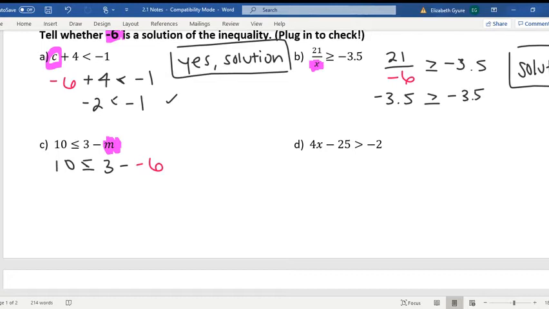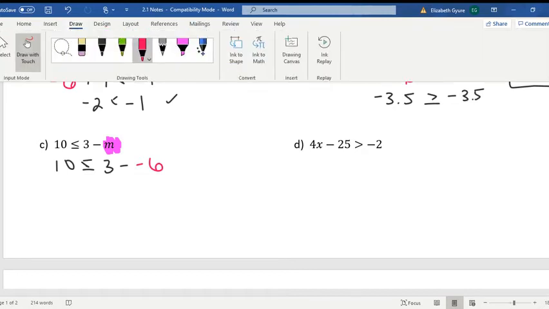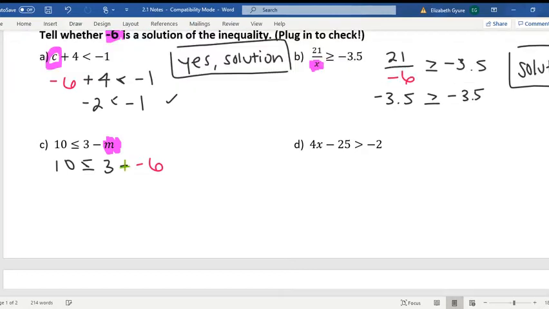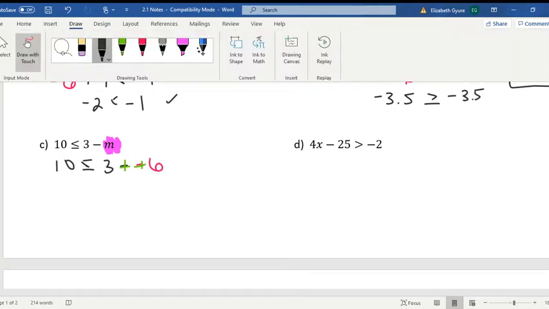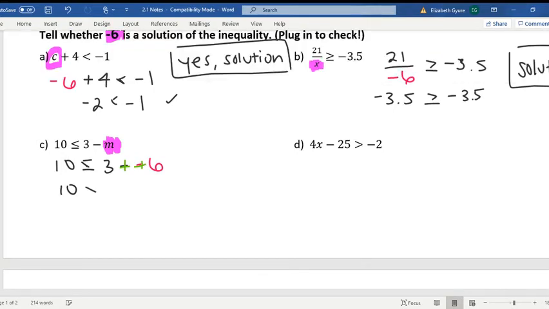Yep. Because you have 3 minus a -6, right? So when you have a double negative, Annalise said we should change it into addition, and I agree with that. So let's change that into addition. And now let's simplify. You'll have 10 is less than or equal to, what's 3 plus 6? 9.